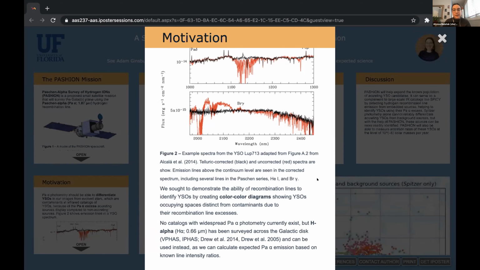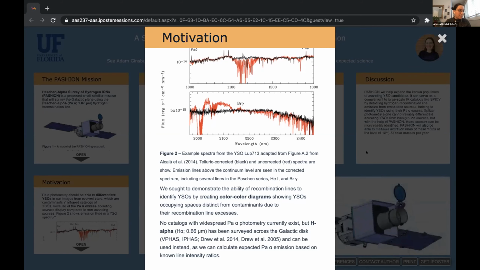And in order to do this prep work for PASHION, we used H alpha as a proxy for PASHION alpha because it's easier to find large surveys of, and you can calculate expected PASHION alpha emission for a given object based on known line intensity ratios with H alpha data.